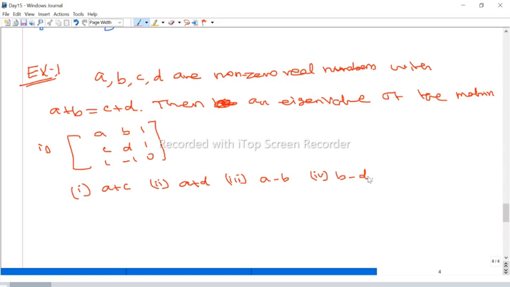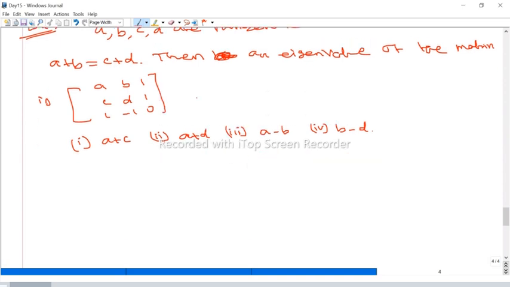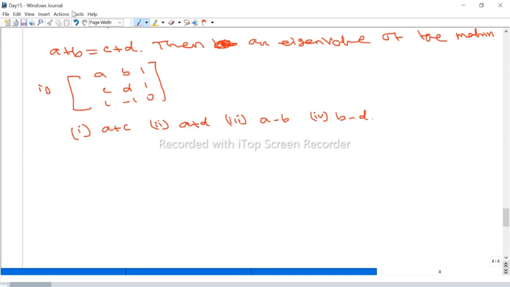Now what we know, the sum of the eigenvalues is nothing but the trace. The product of the eigenvalues is nothing but the determinant. Now we know the relation between A, B, C, D, that is A plus B is equal to C plus D. Now how to solve this problem? Can anyone? First you have to find the characteristic polynomial. That is the only way.